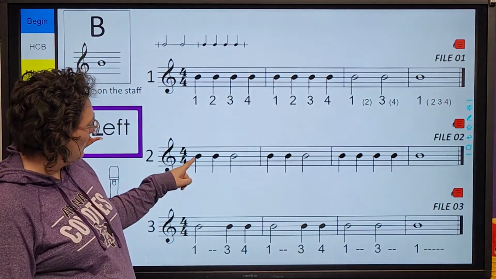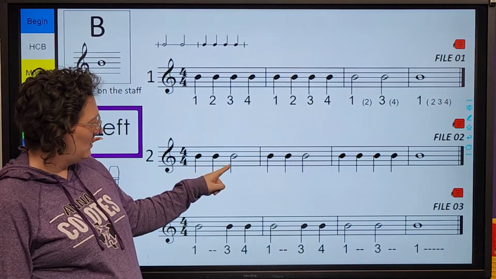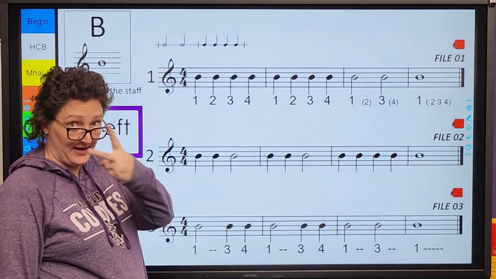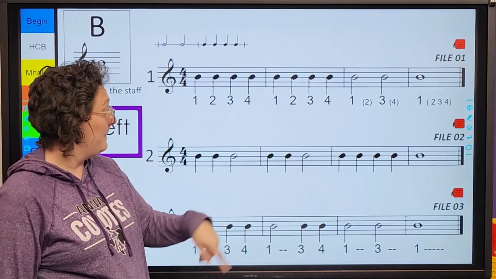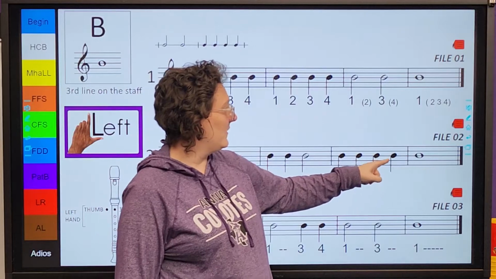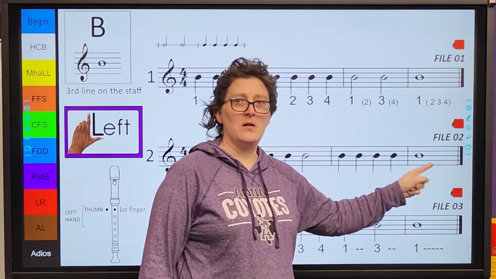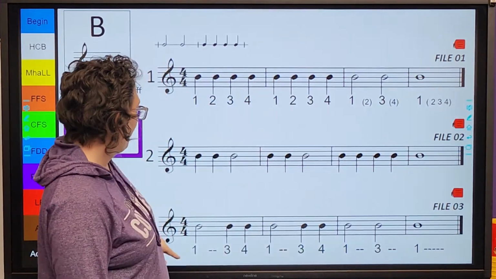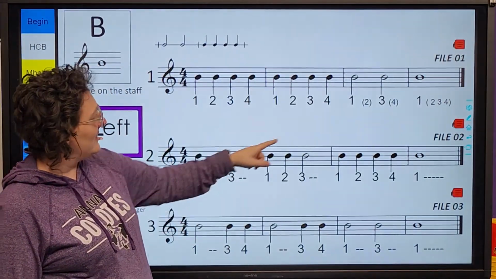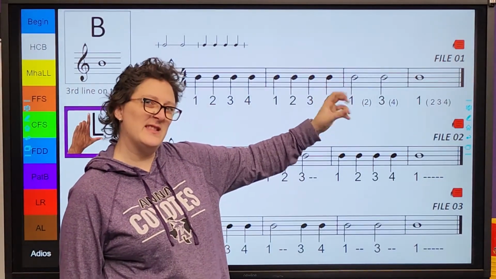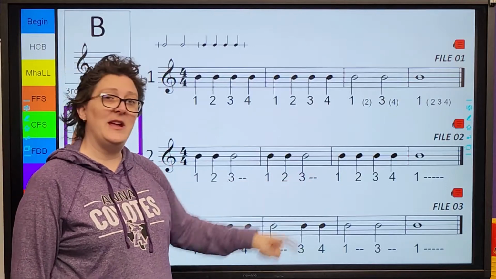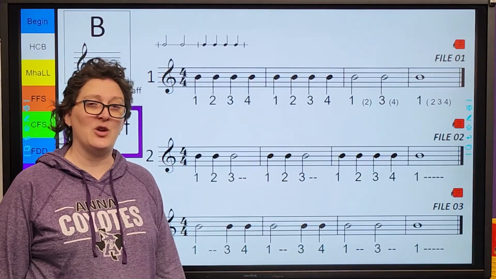We have 1, 2, 3, right? Because that's a half note, takes up both 3 and 4 together. 1, 2, 3, 1, 2, 3, 4, and like that one, 1. And this time, instead of putting the numbers in parentheses that are smushed into the long notes, I just went ahead and made dashes there to show that they're long.